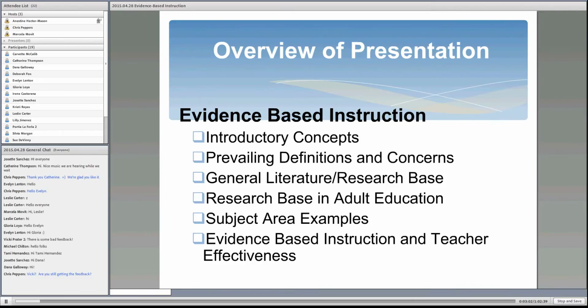We will touch on some really general literature that informed evidence-based instruction. We will look at some of the research based in adult education, including some produced by CALPRO. There are some subject area examples of evidence-based instruction in adult education. And then we will look overall at evidence-based instruction and teacher effectiveness.